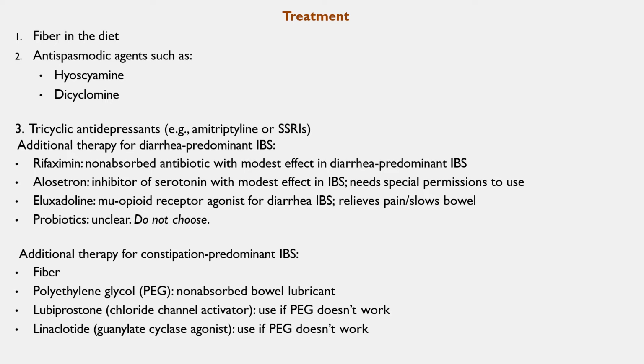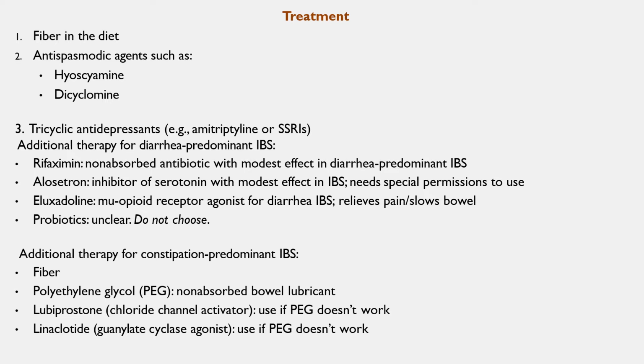Additional therapy is for diarrhea predominant IBS. In this case, we may use rifaximin, which is a non-absorbed antibiotic with modest effect in diarrhea predominant IBS. Also, we can use alosetron, which is an inhibitor of serotonin with modest effect in IBS. You need a special permission to use it.